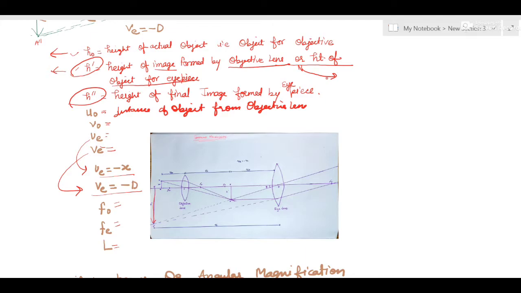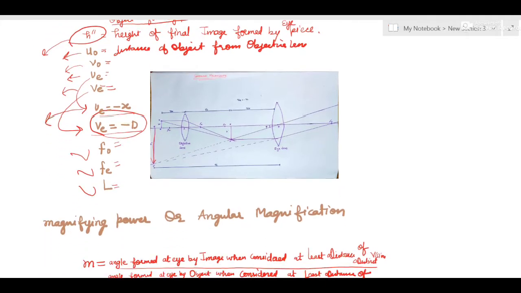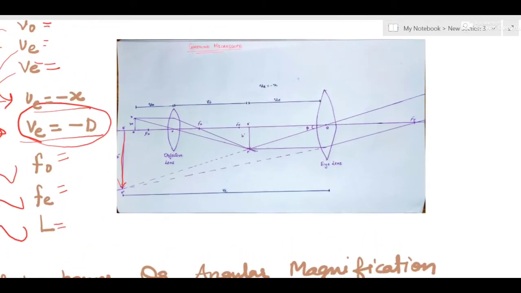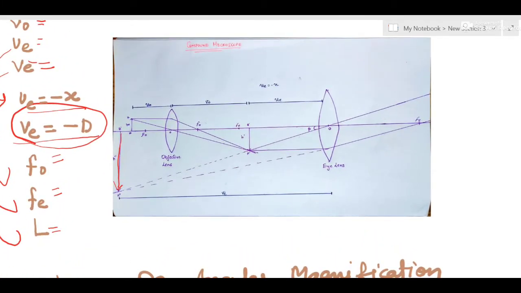Then we have h double dash, which is the height of the final image, and then you need to describe these quantities also: what is u naught, v naught, ue, ve, and I am taking ue as minus x and ve as minus d because that is the case. f naught, fe, l, these are the quantities that you need to describe. Then there is one more diagram, and you can see here also all the quantities.